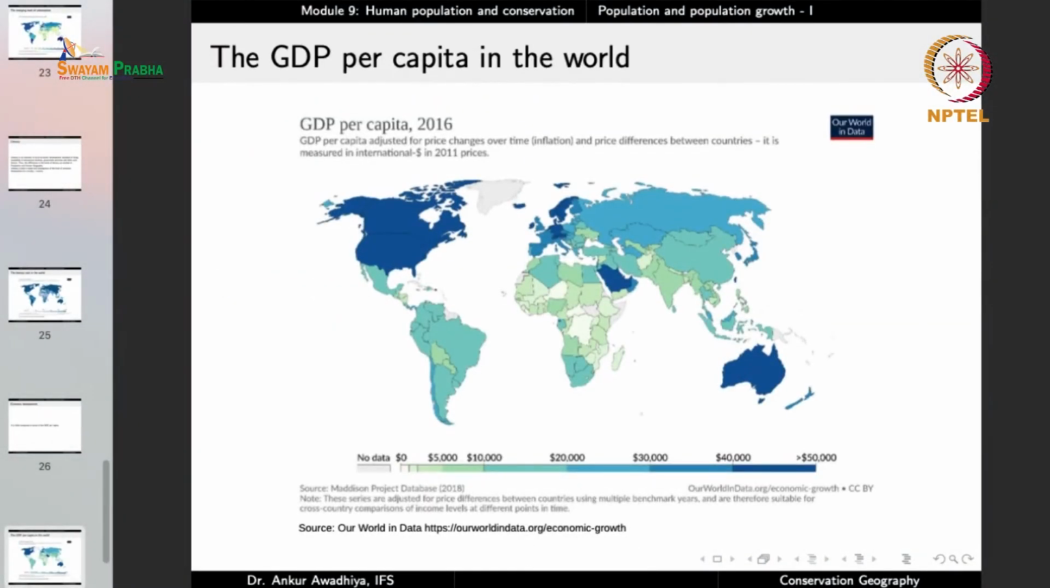Now if you look at the GDP per capita, we observe that there are certain areas where the GDP per capita is very high. Areas like North America, so US and Canada, have a very high GDP per capita, mostly because of the industries that are there. Europe has a high GDP per capita, mostly because of the industries. Australia has a high GDP per capita, mostly because of industries plus also mining. And then we have Saudi Arabia that has a high GDP per capita, mostly because of oil production.